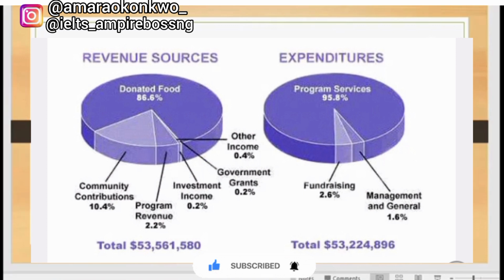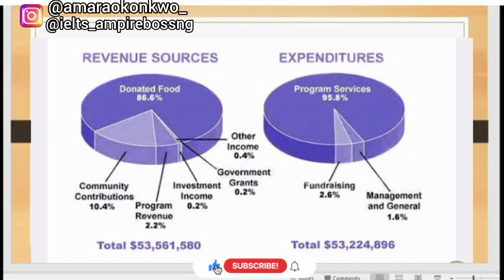Now, if you look here, it's very obvious that donated foods took, as in they actually got donations. They got a major part of their revenue from donated foods. You can see that it's 86.6%. So it's very obvious that the majority of their revenue was gotten from this particular food donation.